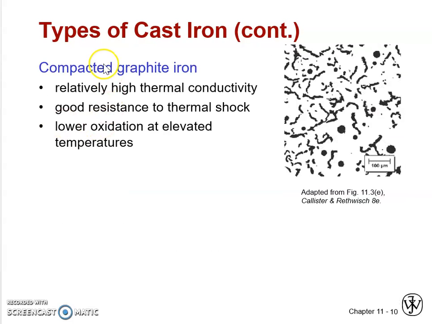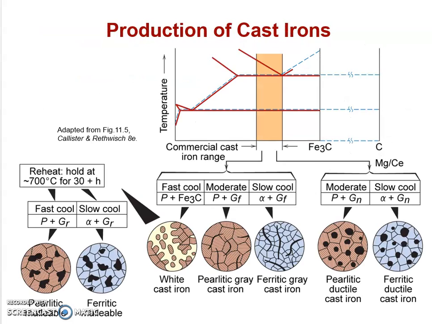So the last one is compacted graphite iron. It is also a type of cast iron. It has high thermal conductivity, good thermal shock resistance, and at high temperature it has low oxidation. This is very good because usually iron has very high oxidation at high temperature, so it easily breaks. But compacted graphite iron has lower oxidation if you use it at high temperature.